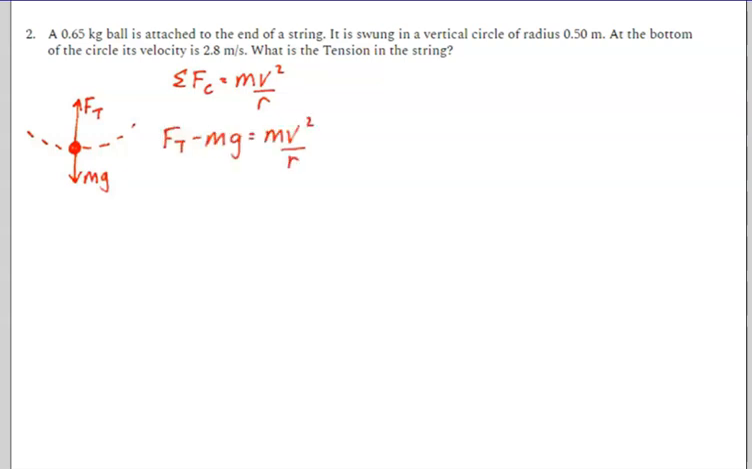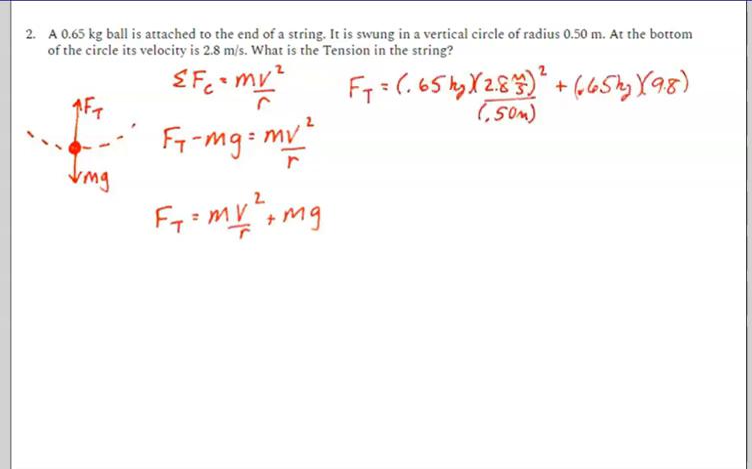In this case, because tension is acting towards the center of the circular path, it's going to be positive, and we'll subtract the weight because it's acting away from the center of the circular path. So we have tension minus weight equals mass times centripetal acceleration. Again, we're trying to find the tension, so we're going to add the weight to the other side.